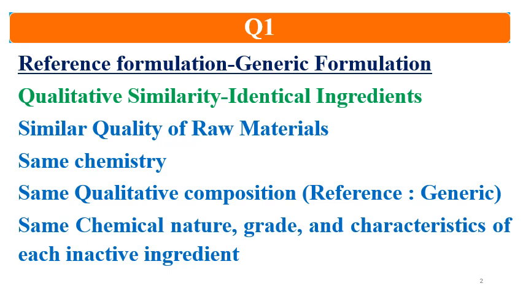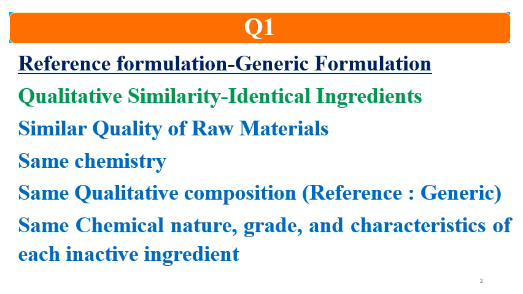If you have a reference formulation and you are making a generic version for that reference formulation, that time qualitative similarity means the ingredients or raw materials in the reference formulation are similar in the generic formulation, or generic formulation ingredients are the same as those ingredients used by the reference formulation or innovator. So it is qualitative similarity. That means identical ingredients are there in the generic formulation. Similar quality of the raw materials. The quality of the raw materials is nearly similar.